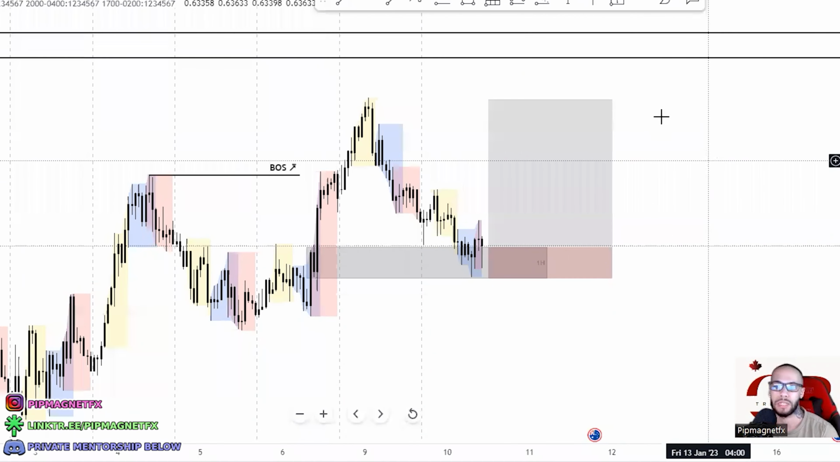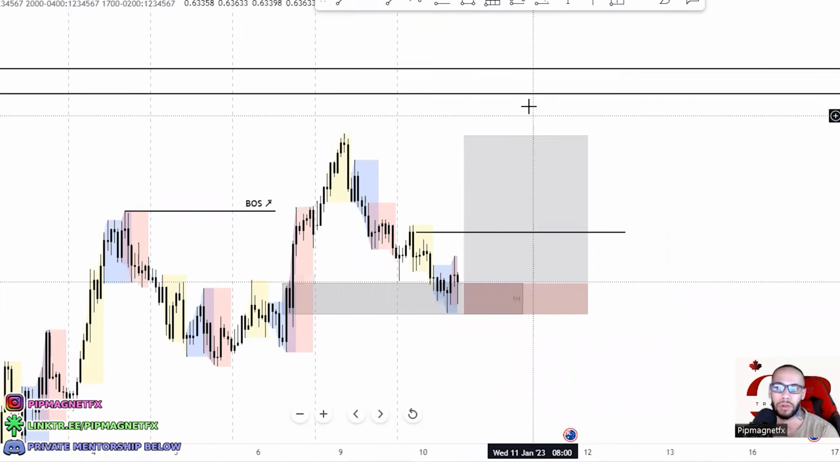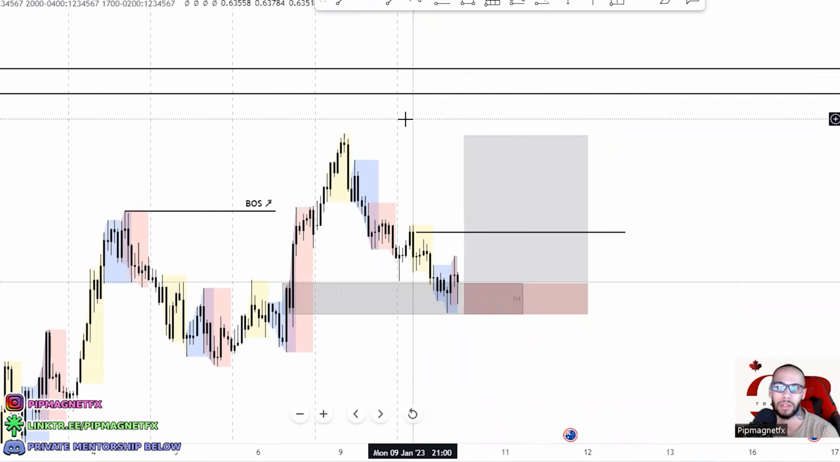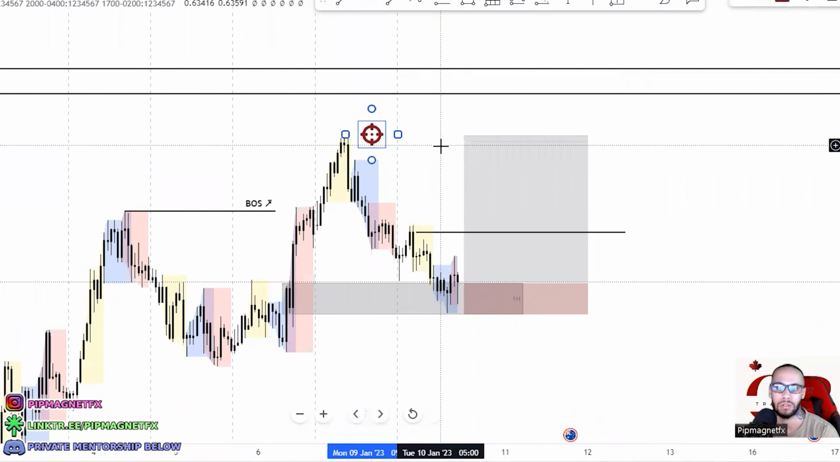I told everyone to set an alert 1-to-1 to go break even. This is how we manage our trades. 1-to-1 go break even, and then if you want, your first target can be the break of the structural range. So this is where we're aiming for, okay?